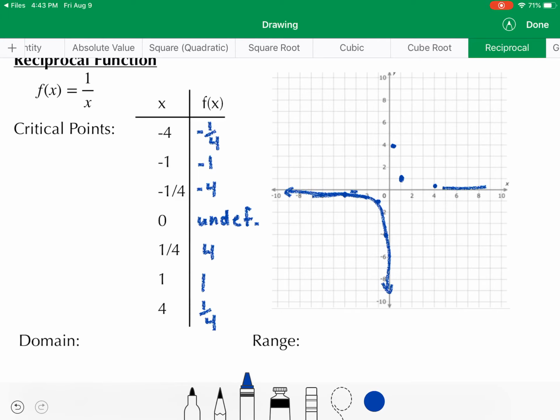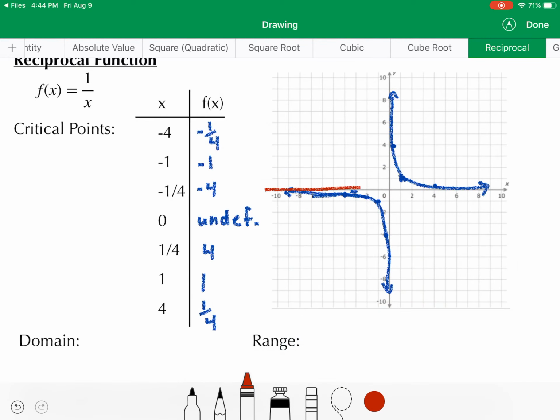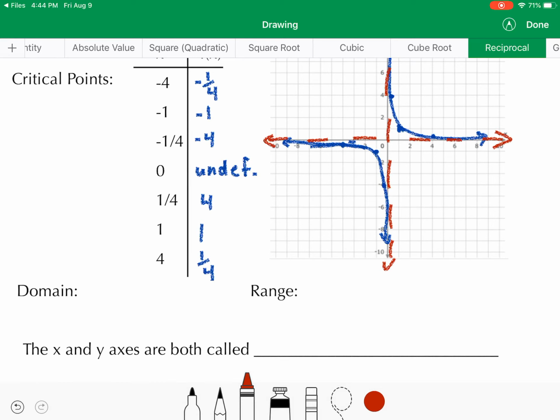And the other half. And the reason we're separated like this is because of the fact that 0 could not be used in the domain, right? What we have going on here, the x-axis and the y-axis are both what are called asymptotes. The x and y axes are both called asymptotes.